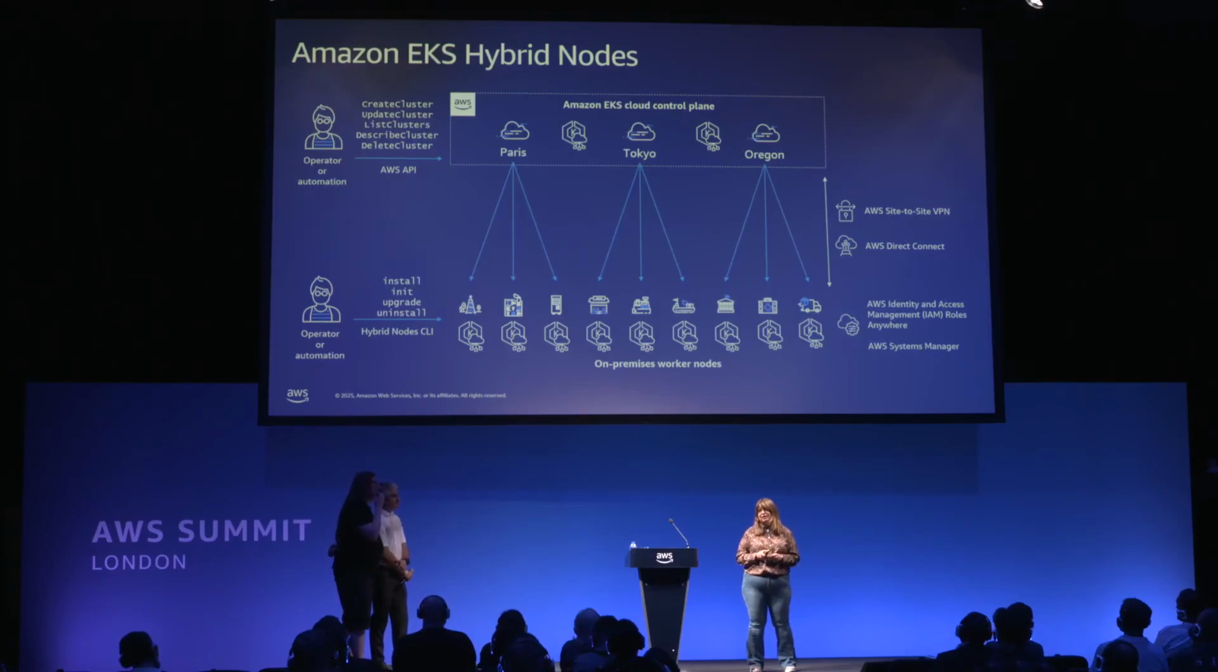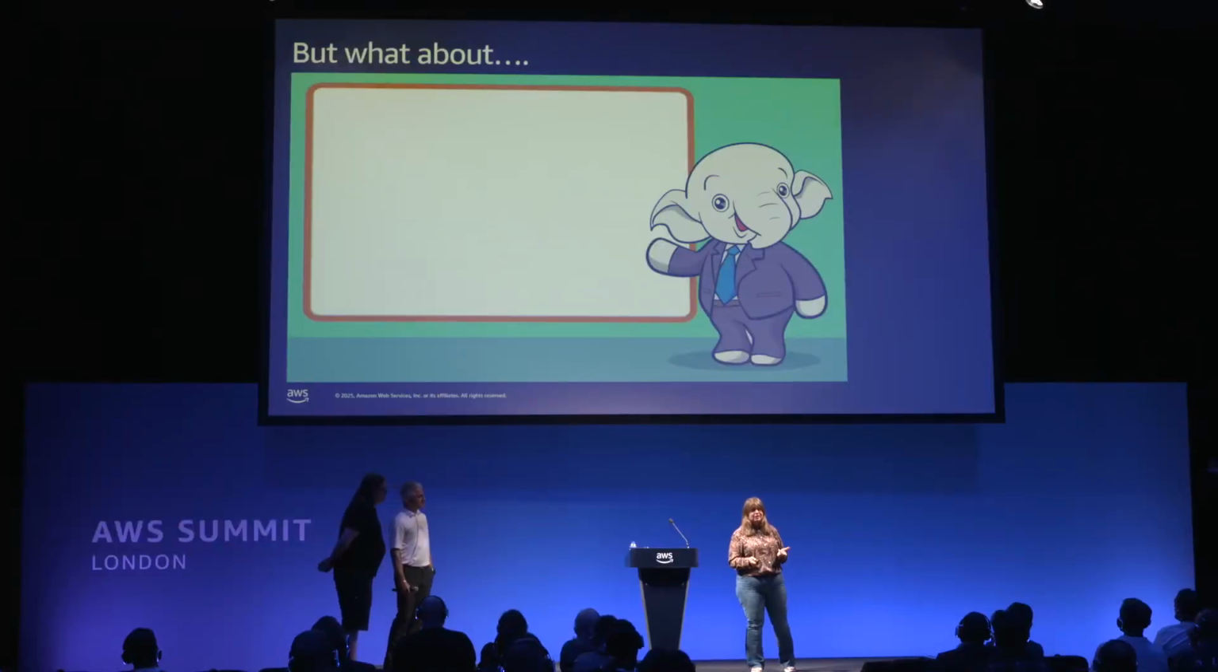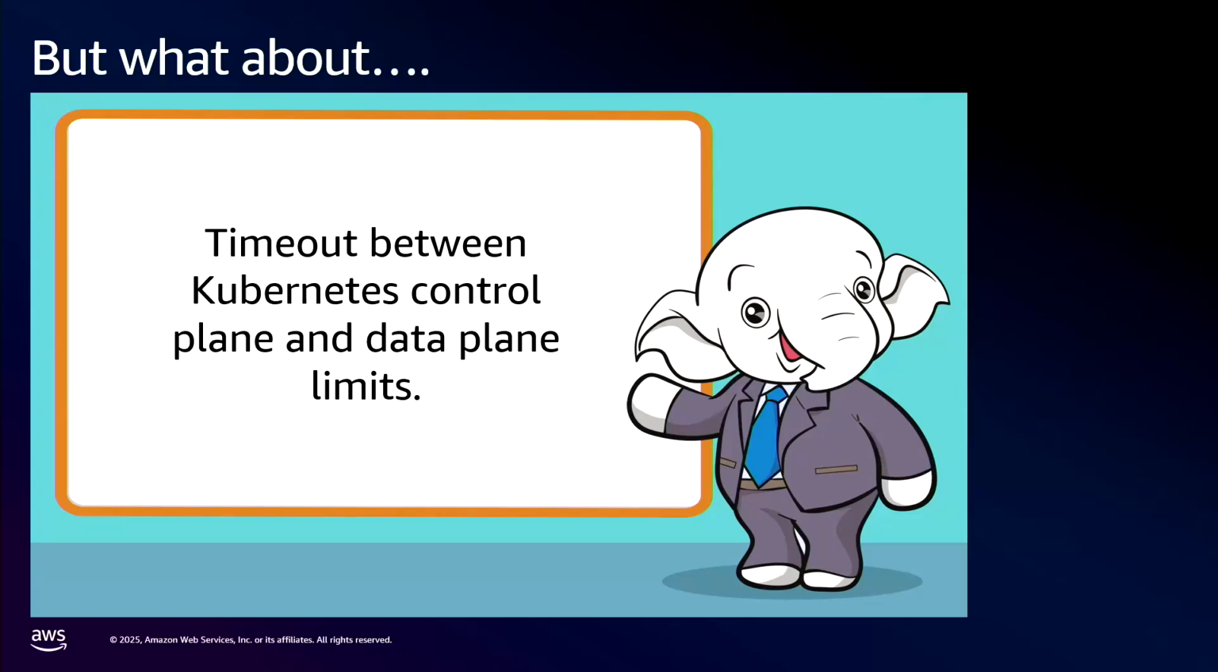Now, some of you sitting here might be thinking, that's all very well, but what about the elephant in the room? And now other people are sitting there thinking, there's an elephant in the room? Meet the elephant in the room. So this is about the timeout between the Kubernetes control plane and the data plane limits.